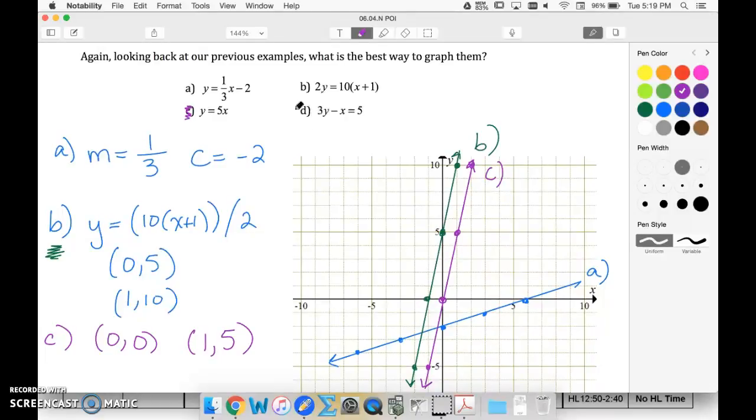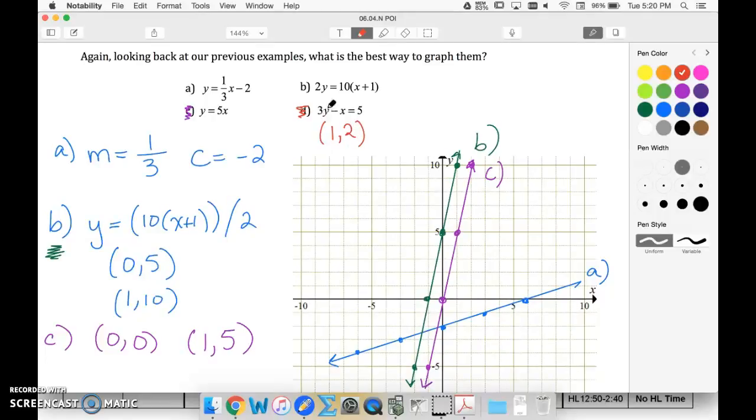To graph line D, this one is not so easy for me to graph. I could try to think about points, and the first one that just comes to mind for me in thinking about points is if I have 6 minus 1, I would get 5. So if my y value was 2, I would make 6. 3 times 2 is 6. And if x was 1, 6 minus 1 is 5. So if x is 1, my y value would have to be 2.